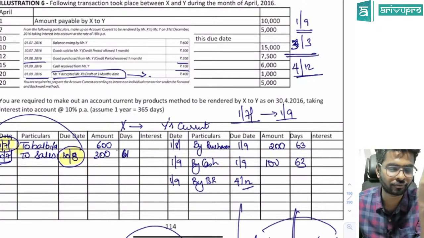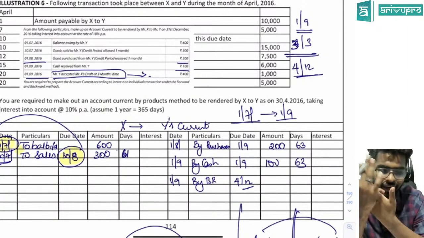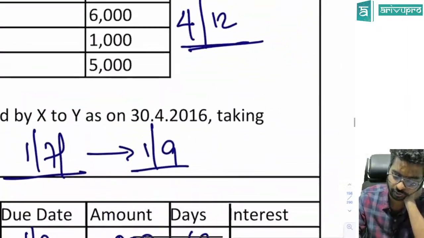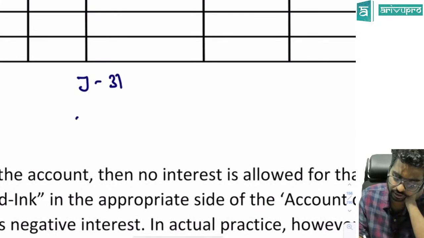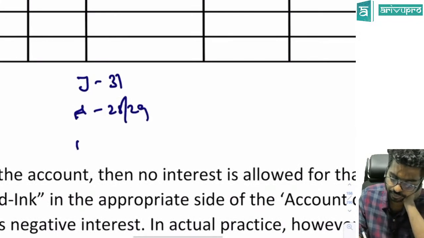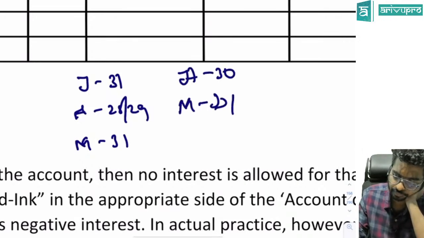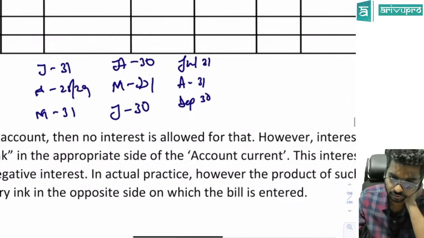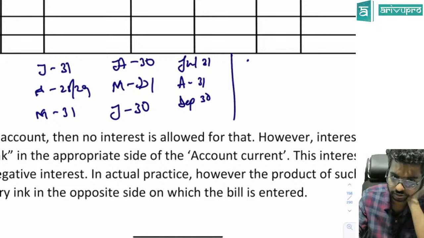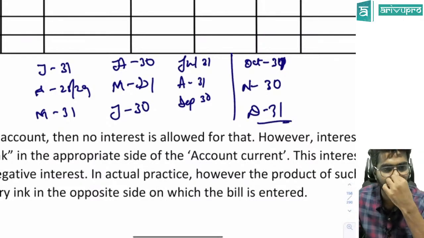Kumar, I told you to use that rule of trying. July has 31 days. If you guys want, for the ones who don't remember those things: January 31, Feb 28 or 29, March 31, April 30, May 31, June 30, July 31, August 31, September 30, October 31, November 30, December 31. Are you guys clear?